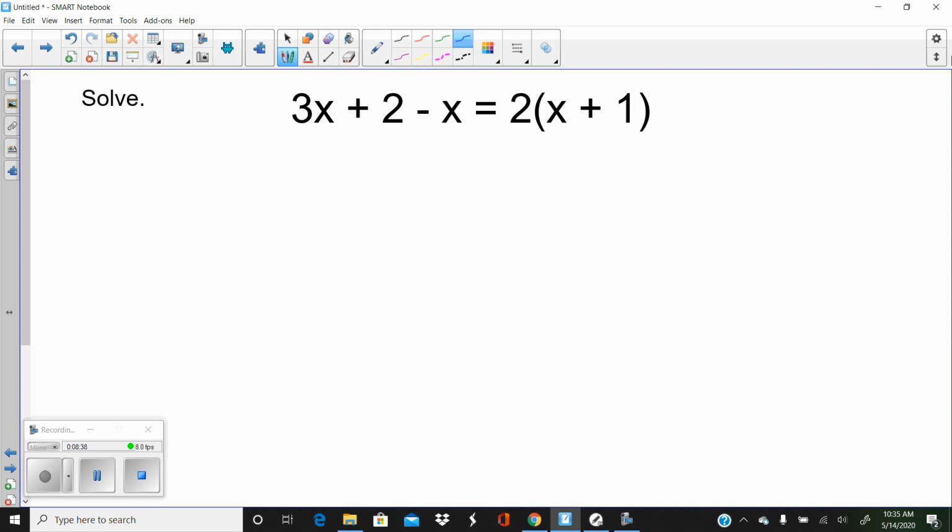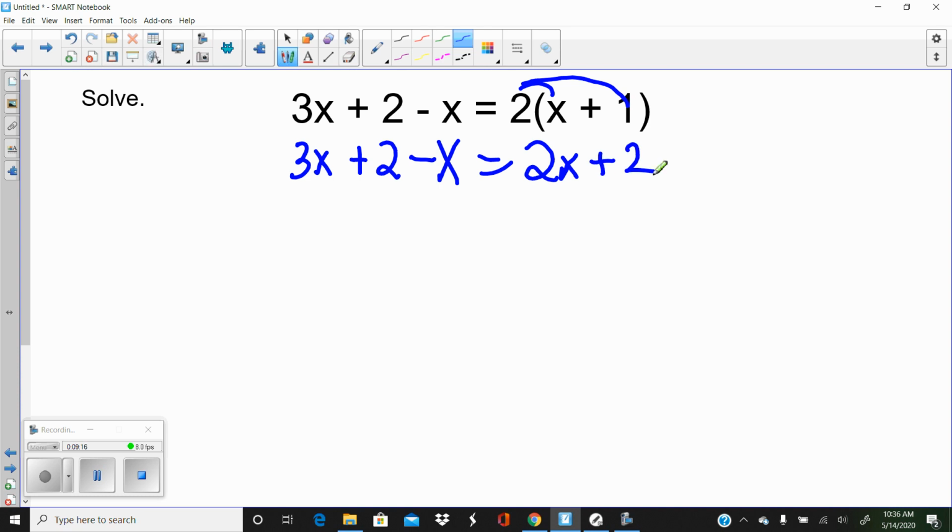Next, we are going to solve an equation. Now this equation, we have 3x plus 2 minus x equals 2 times the quantity x plus 1. I see some parentheses, but I also see where I can combine some like terms. It really doesn't matter where you start. So I think we're going to get rid of parentheses first, because that's been our main push this year, to work on getting those parentheses gone. So equals 2 times x is 2x, and 2 times 1 is 2.